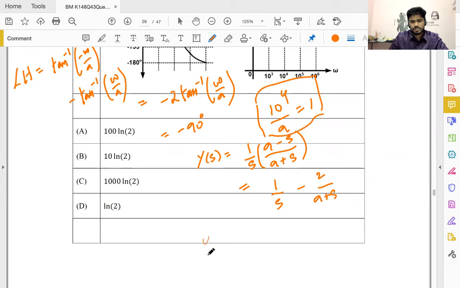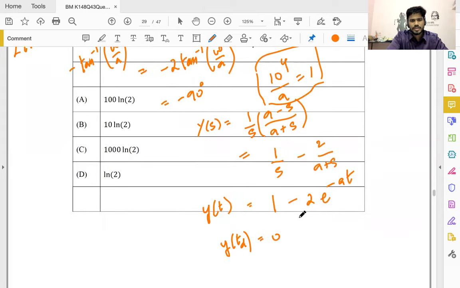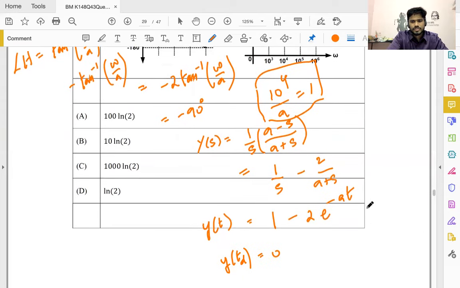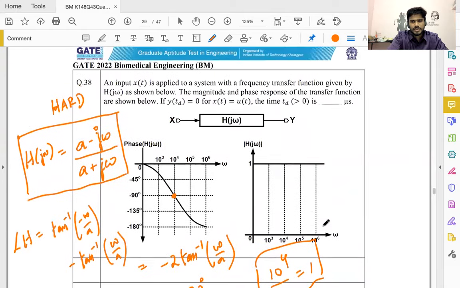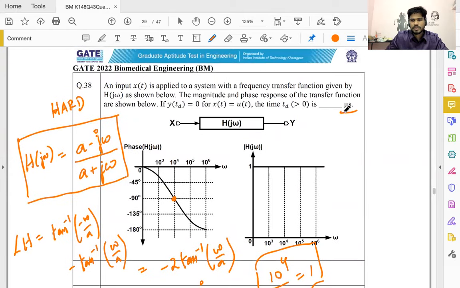So we know Y of s. This is simple; we know how to do y of t. This is u of t, or 1, minus 2 into e power minus at. So find the time t at which y of t is 0. If you just solve, you should get that in seconds. Notice the answer is in microseconds.